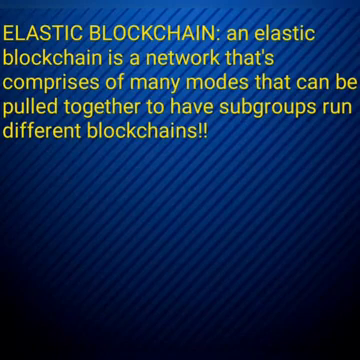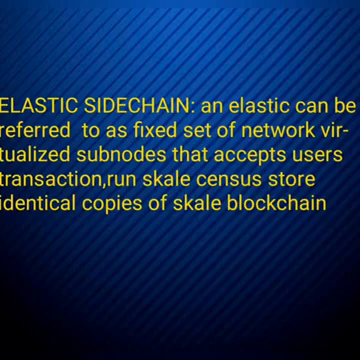Elastic blockchain. What is an elastic blockchain? An elastic blockchain is a network that comprises many nodes that can be put together to have subgroups run different blockchains. An elastic sidechain. What is an elastic sidechain? An elastic sidechain can be referred to as a fixed set of network virtualized subnodes that accept users' transactions, run Skale consensus, and store an identical copy of the Skale blockchain. Now, I'm talking about this in the case of Skale.